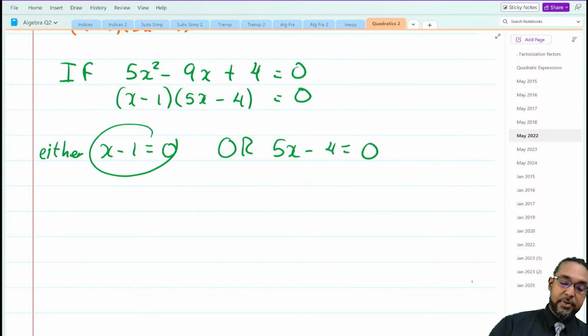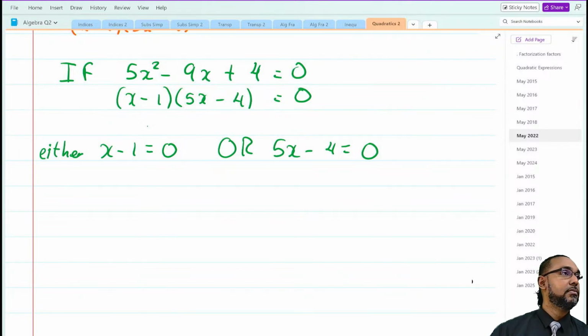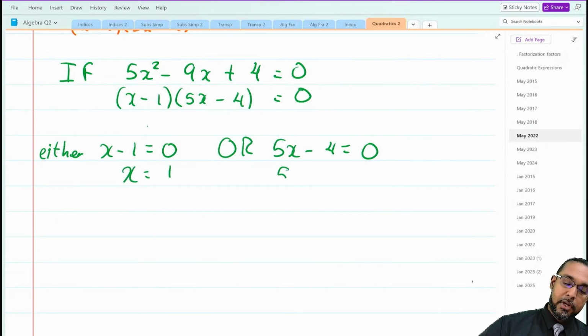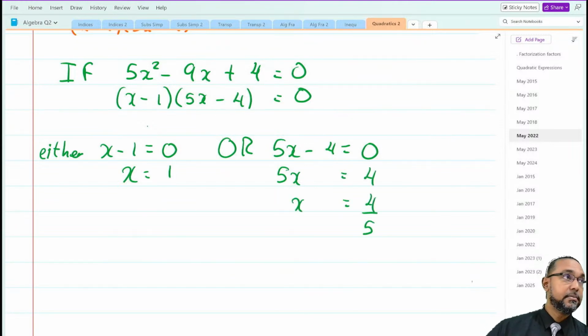So if x minus 1 is 0, what number, when you subtract 1 from it, gives us back 0? 1, right? So x had to be equal to 1. Across here, what we would do, you'd move across the 4 first by adding it to both sides, and then we would divide by 5 to solve for x.